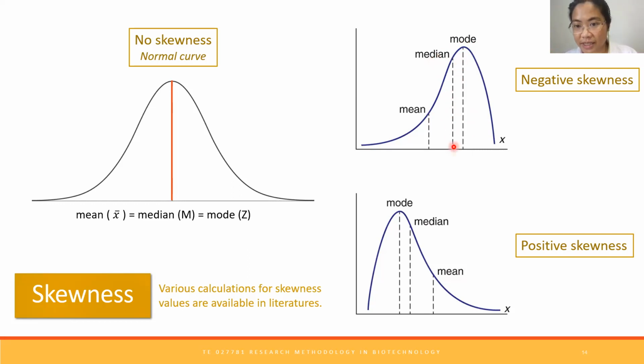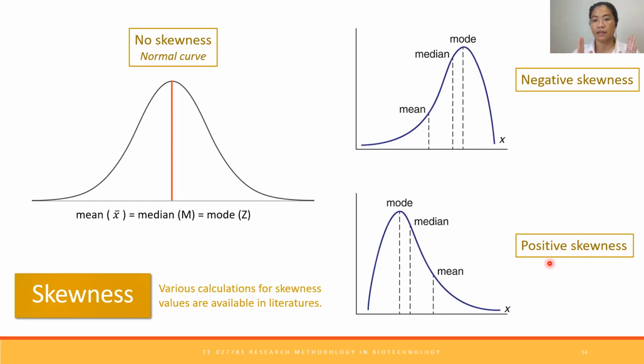So the middle point is there for the median. Okay, so that is the feature of the negative skewness. Another type of skewness, which is the opposite of the negative skewness, is a positive skewness.